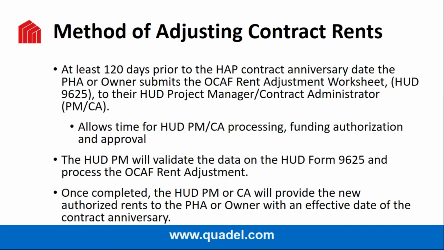As drilled home a few minutes ago, the OCAF submission is due 120 days prior to the HAP anniversary date. HUD staff will review and evaluate the submission and approve it, or may ask for additional information if data in the submission is incomplete or does not agree with information in their system of record. And once the OCAF is processed and funds for the upcoming year have been reserved and obligated, the new rents will be approved, and a new low rent schedule and Exhibit A will be issued to the PHA or owner.